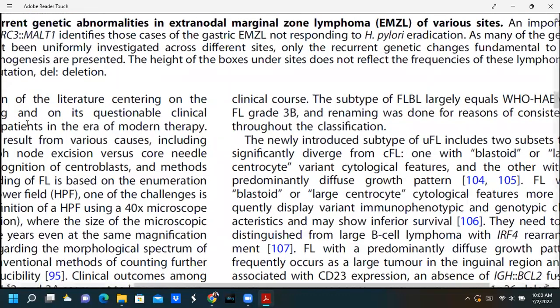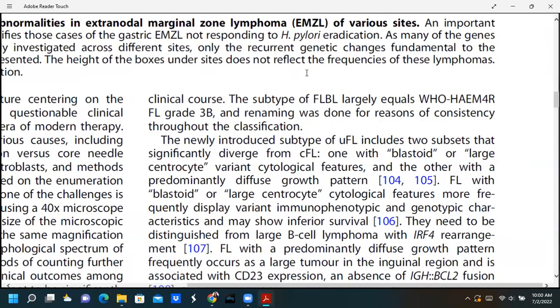The subtype of follicular large B-cell lymphoma largely equals 4R. Yeah, so that's what I was talking about. That makes sense. The subtype of follicular large B-cell lymphoma is basically grade 3B that we used to call, and the renaming was done for reasons of consistency throughout the classification. So our 3B is now follicular large B-cell lymphoma, and that makes sense because many of the people calling 3B used to just call it DLBCL or large B-cell lymphoma anyways.